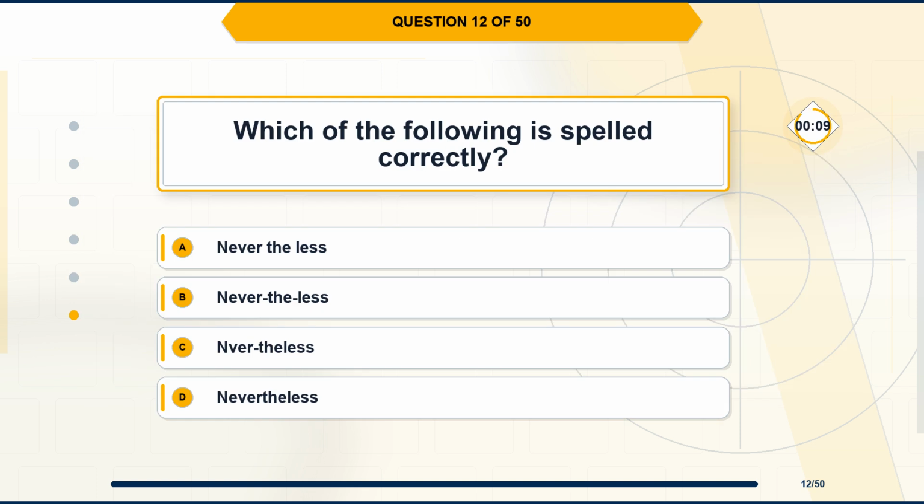Question 12. Which of the following is spelled correctly? Option A, nevertheless. Option B, nevertheless. Option C, vertheless. Option D, nevertheless.